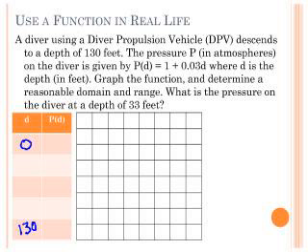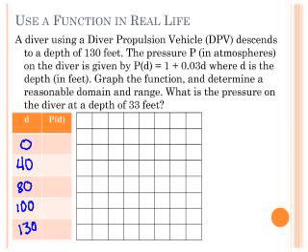Then we need to pick some values in between, and I like to spread them out a little bit, so I'm going to choose 40, 80, and then 100. And as I said before, since the deepest that he goes is 130, I'm going to make that my last one so I can see where my graph is going to stop.